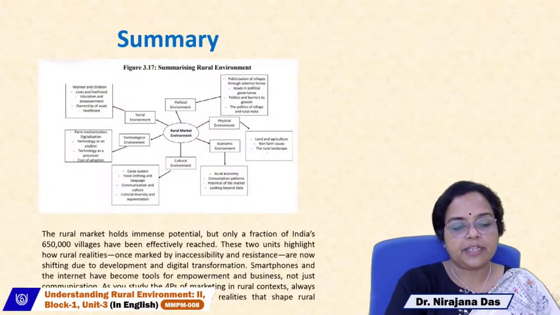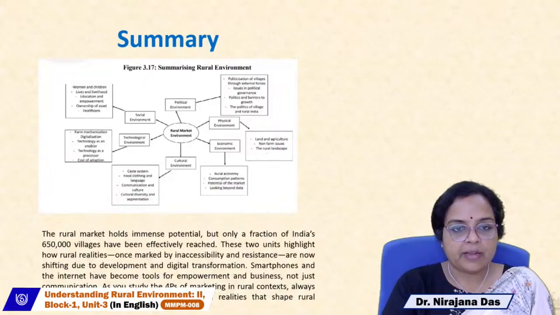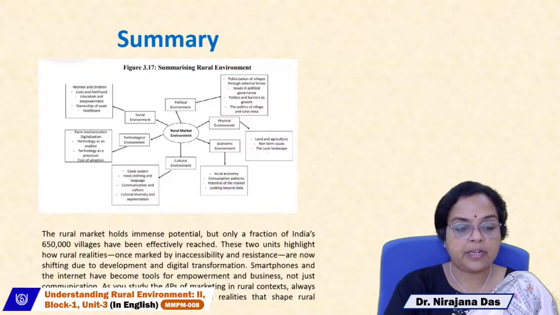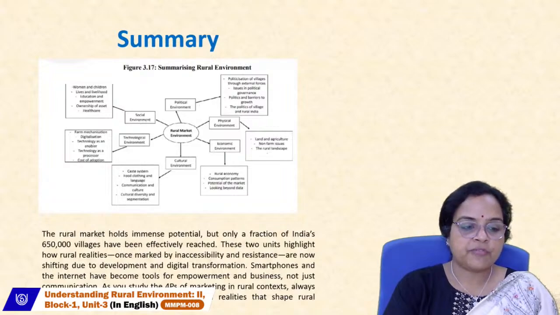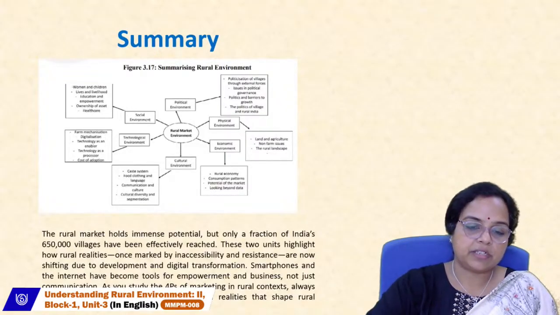Let's summarize the entire unit. This is the flow diagram. You can go through it. The rural market holds immense potential because 4.5 lakh villages are yet to be tapped, and only a fraction of India's 6 lakh 50,000 villages have been effectively reached.